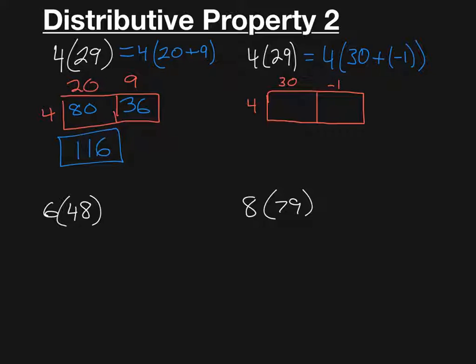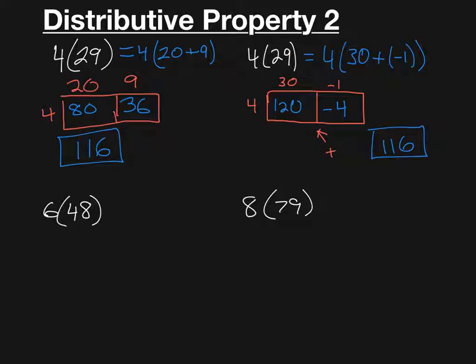Now, 4 times 30, 4 times 3 is 12. We add the 0, we get 120. 4 times negative 1 is negative 4. And remember, this little line here we treat as an addition sign. So I have 120 plus negative 4. That is going to give me 116, the exact same answer. We can do this with other expressions as well.